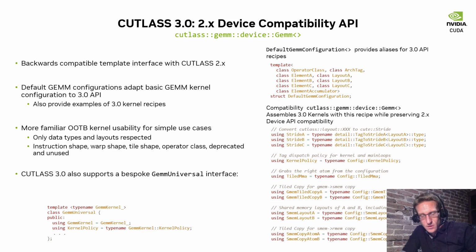CUTLASS 3.0 has a device compatibility API very, very similar to 2.x. We would like it to be backwards compatible with CUTLASS 2.x and provide default GEMM configurations to adapt the 2.x GEMM kernels into the CuTe layouts that we require for the 3.0 kernels. So these default GEMM configurations are essentially lookup tables for things like the tiled MMA, the global memory tiled copy, the shared memory layout, and the shared memory copy atoms, as you can see on the right.